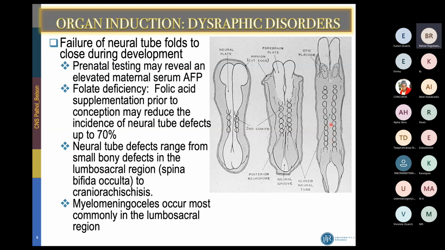So this is due to the fact that the closure didn't take place. I think it is easy to understand. Prenatal testing may reveal an elevated maternal serum AFP. Folate deficiency is one of the problems.